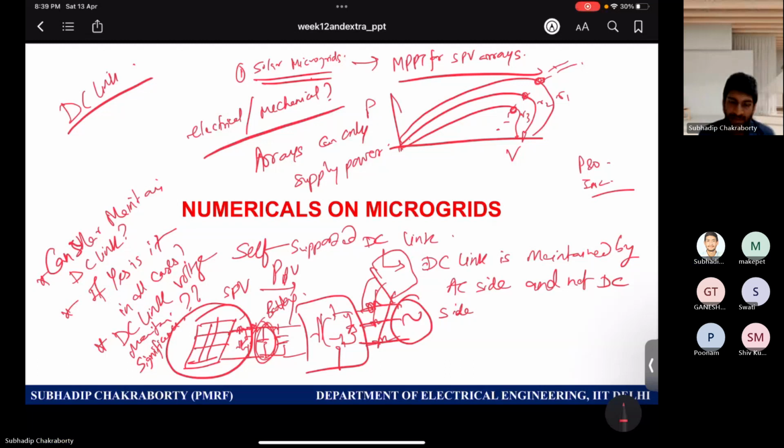Battery sources can maintain DC link voltages using some proper control, either through the bidirectional converter of the battery or through the converter itself from the grid.